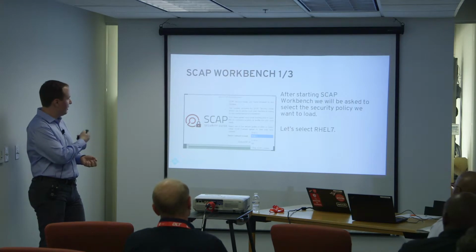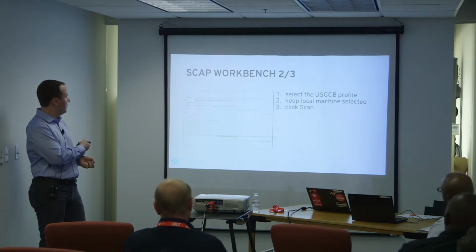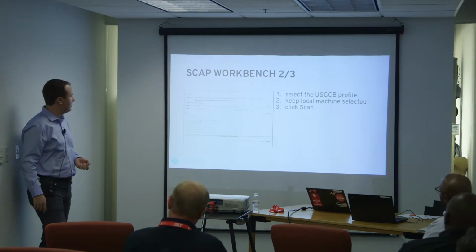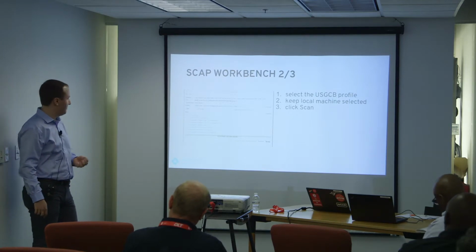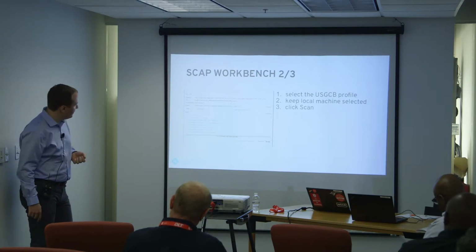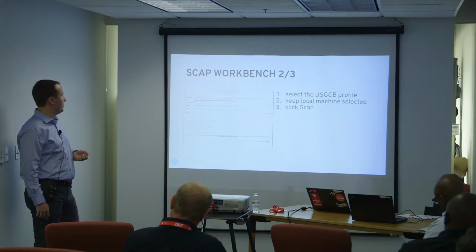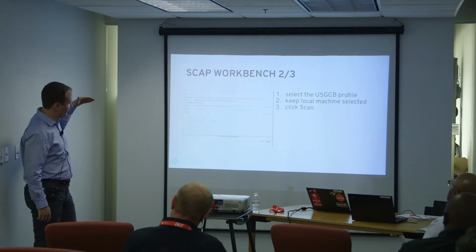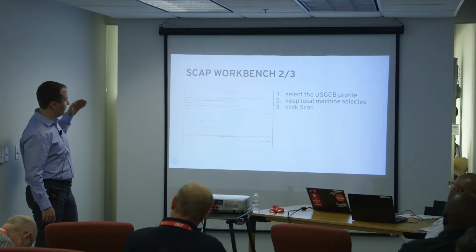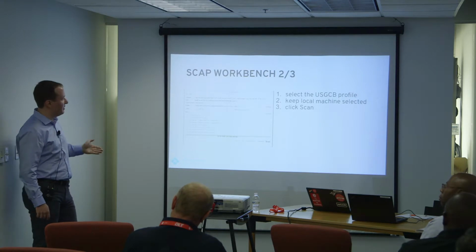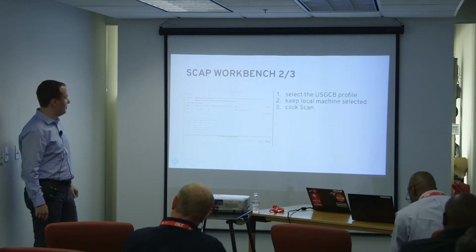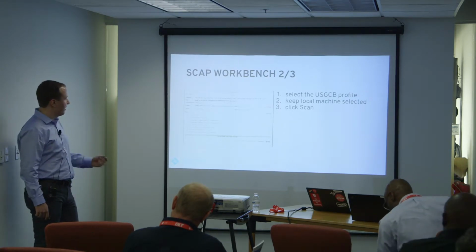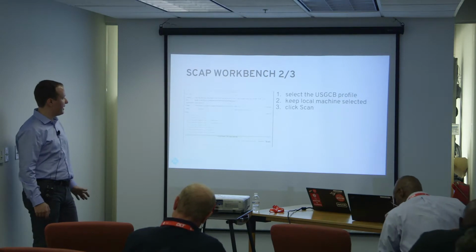So we've selected RHEL and clicked load, which loads the security policy. The screenshot is not very visible, but what I just wanted to show here is that it lists the list of rules, and it lets you select all the profiles. We're going to just keep it as it is and select the USGCB profile. And after we do that, we're going to click scan.